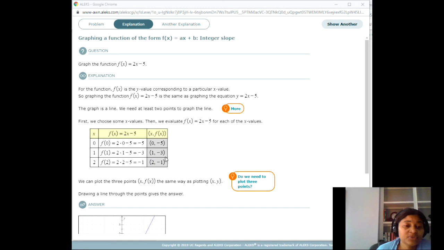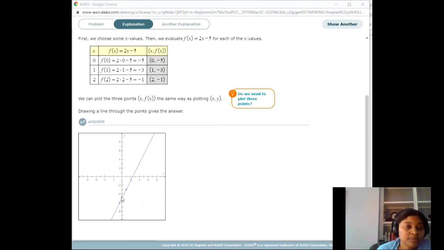And then the next number will be 2, and then you will replace the x with the 2, so that would be 2 times 2, and that will give you 4 minus 5. And so you work that out, and then that will give you the point 2 and -1. So the next thing you would do is just simply plot all of your numbers here. So you have 0 and -5, so it would be 0 here, you would go down 5, and then you have 1. You would go over 1, down 3, and then you have 2 and -1, and you don't have to plot that. You only have to plot 2.